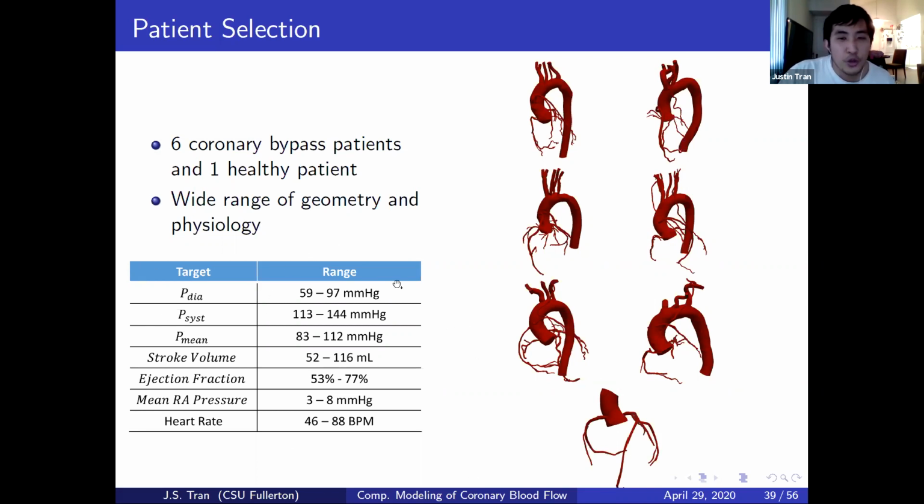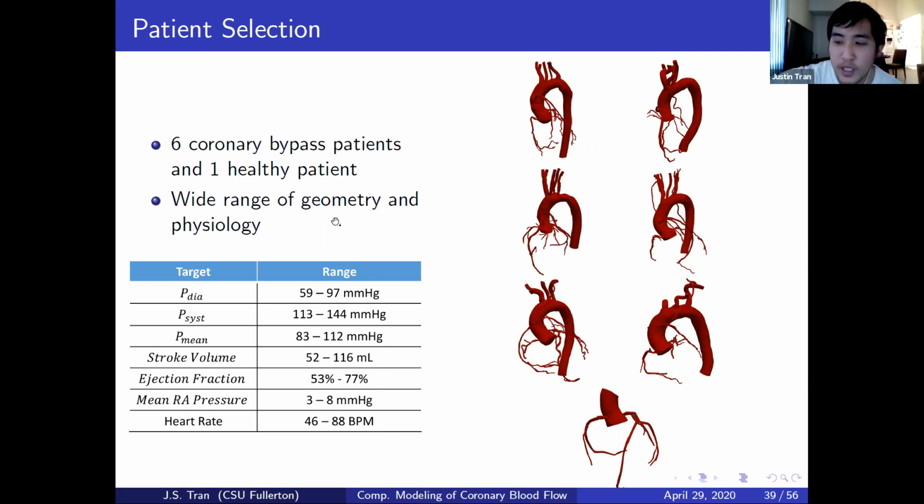The reason I chose these patients was that they not only represented a nice range of different geometries, but they also represented a range of physiology. If you compare all the different pressures and all the different stroke volumes and ejection fractions, we can see that we got a big range here. Okay? And from the heart rate, we have almost a double. We have one patient that had a heart rate of 46 beats per minute, and another patient with 88. So these were a fairly good range.